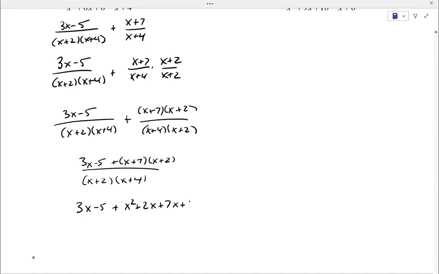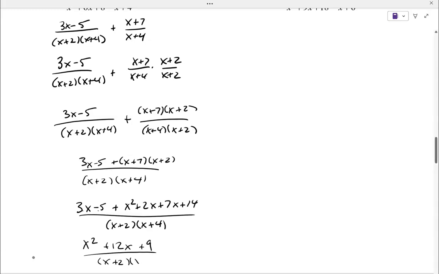Good. Right, do the x times the x, times the 2, 7 times the x, 7 times the 2, right? Do all those distributions. Combine our like terms. We have an x squared, we have a 3x plus a 2x plus a 7x gives us 12x, minus 5 plus the 14 gives us plus 9. So we get x squared plus 12x plus 9 on top. And like I said, the denominator stays the same. You don't have to worry about that.